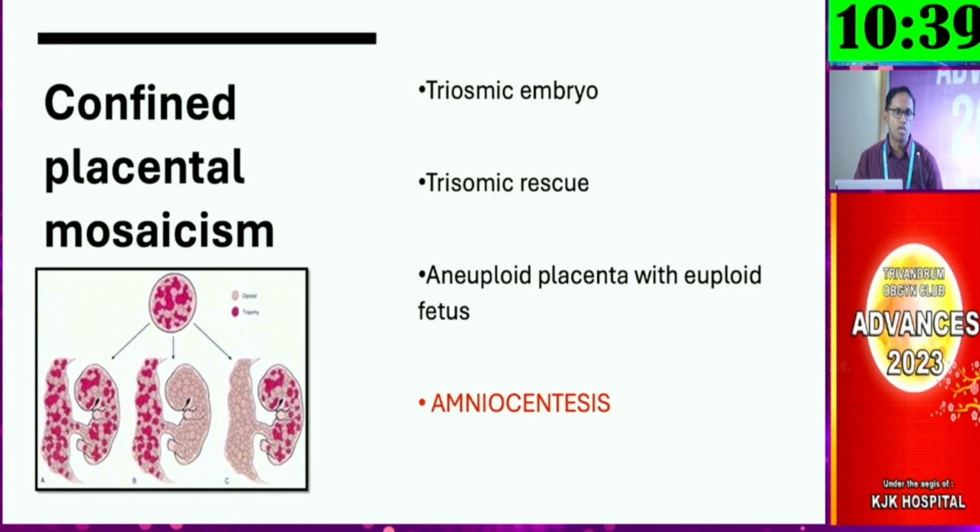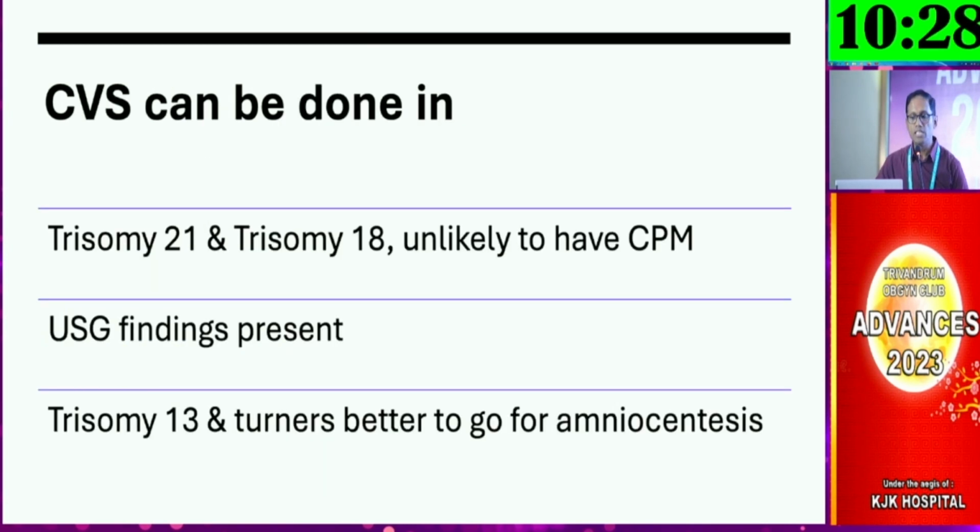And that's why most people say that when you get an NIPT result that has come out as positive, you should do an amniocentesis, because the amniocytes are truly predictive of the fetus rather than a CVS sample, which looks at the placenta. But having said that, CVS can be done in selected cases, and those selected cases would be trisomy 21 and trisomy 18, because these two conditions are very, very rarely associated with confined placental mosaicism.